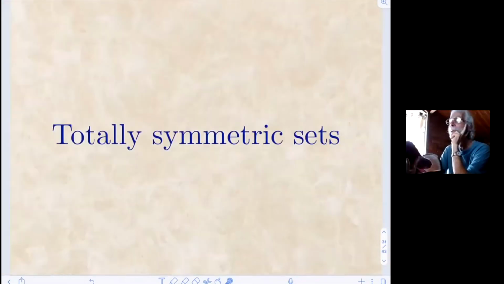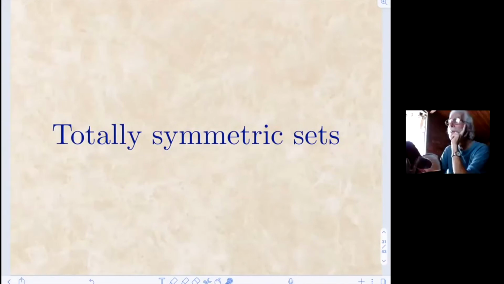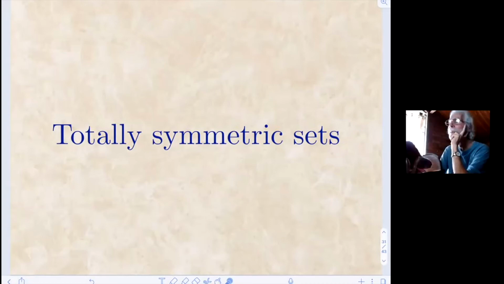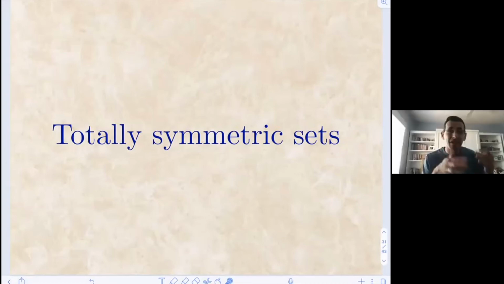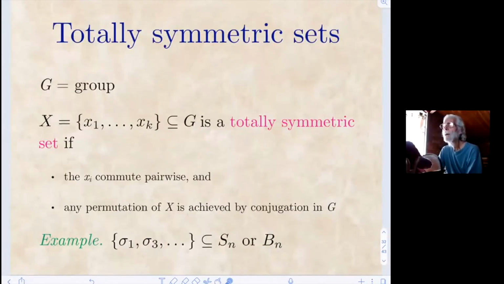Okay, so the proof uses a definition, which I think is new, which turns out to be very useful. It's something called totally symmetric sets. And we came up with it to prove this theorem. And now there are 5 other papers, maybe 6, that use totally symmetric sets to classify homomorphisms between groups. So it's something just about groups.